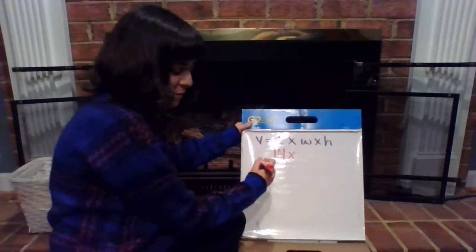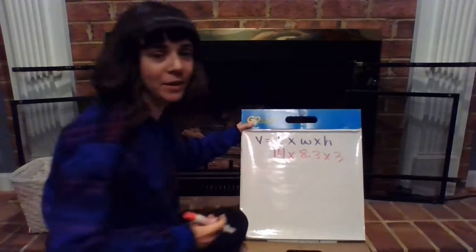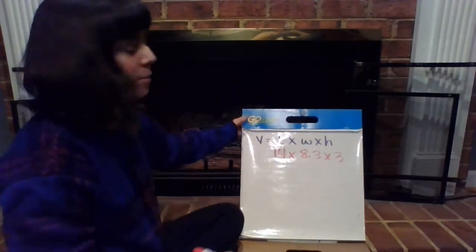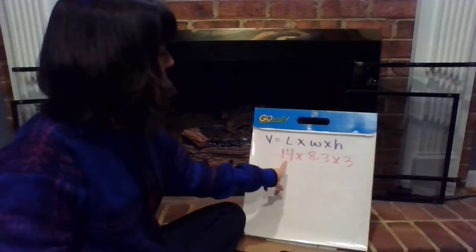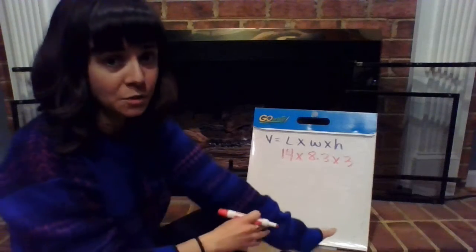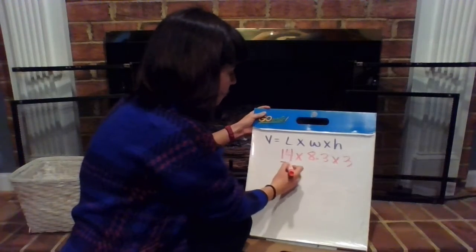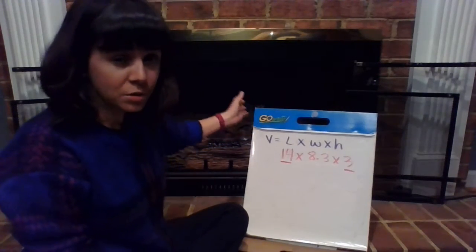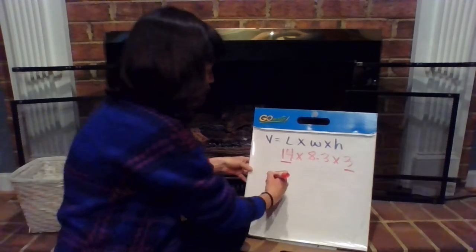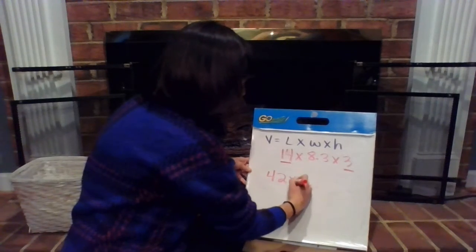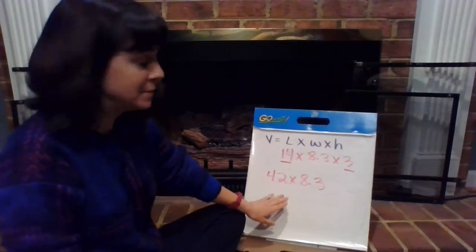All right, length of 14, a width of 8 3/10, and a height of 3 centimeters. Now remember, if we were solving a problem with PEMDAS, it would matter the order that we solve the problem in, but since all of the operations are multiplication, we can go in whichever order we would like. So I'm actually going to go ahead and do 14 times 3 because I can sort of do that in my head. I can count 10, 20, 30, and then 34, 38, 42. Okay, so that leaves me with 42 times 8 3/10.